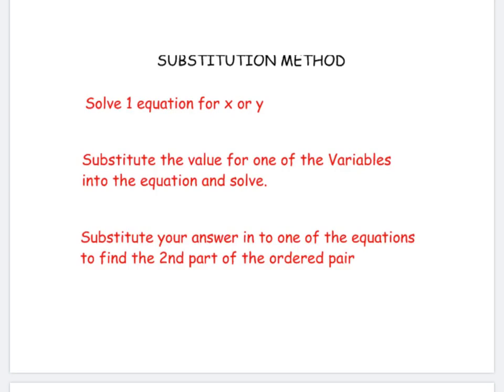The first step is you have to solve one of the equations for x or y. It has to be x equals something or y equals something. Then for step 2, substitute the value for one of the variables into the equation and solve. And then lastly, step 3 is to substitute your answer in one of the equations to find the second part of the ordered pair. So here's what all that means.